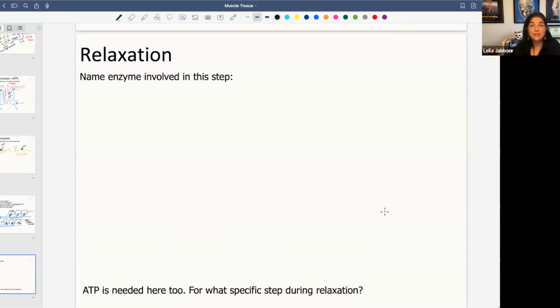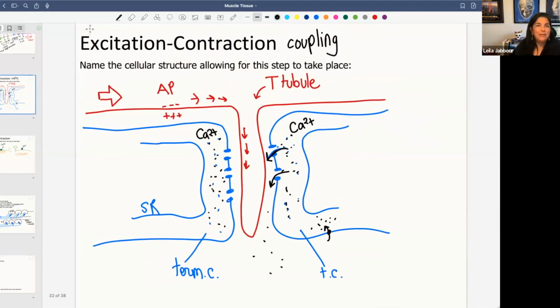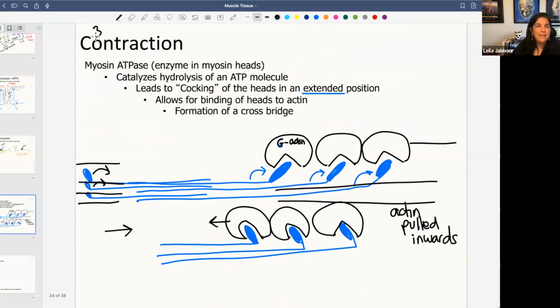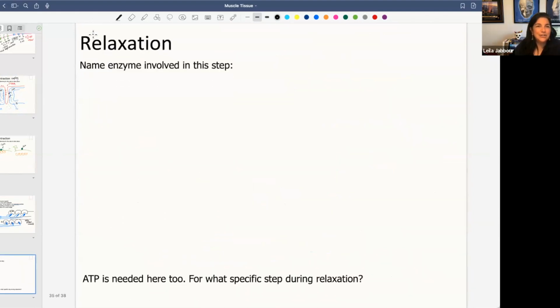So of course we couldn't stay in this position forever. We need to have a relaxation stage. I stopped adding numbers, but the coupling stage was number 2, and then contraction was number 3. And then the last phase is relaxation, number 4. Okay, so the enzyme that's involved in this step is acetylcholinesterase.